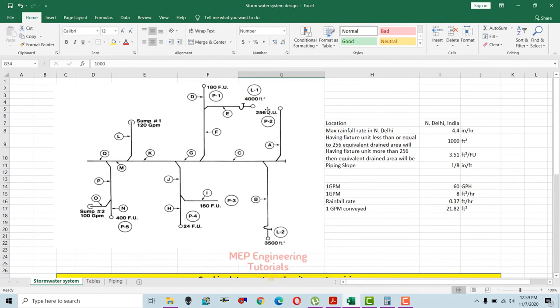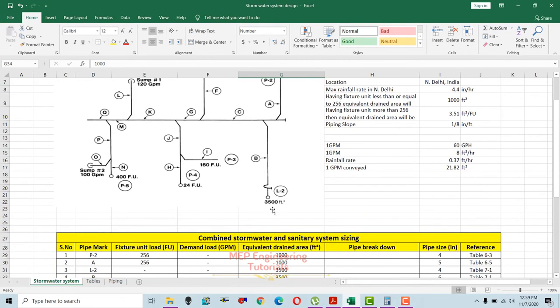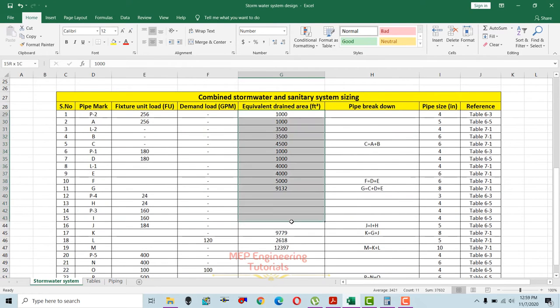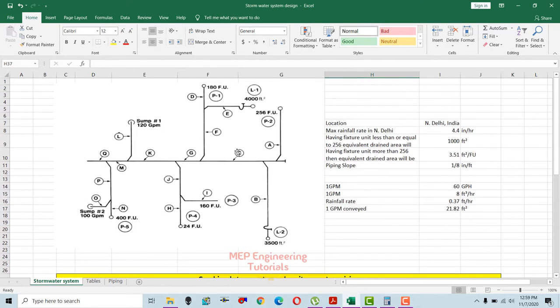So for stormwater, you can see that we directly have a roof area here that is going to be drained, 4,000 square feet, and here it is represented 3,500 square feet. But we need to convert these fixture units into the equivalent drain area, and we can write it in here. And then you can see the pipe breakdown. That means if you see in here this pipe section C, since the flow is from point A towards the point C, the flow at point A and point B. So flow at point C will be the sum of point A and B.